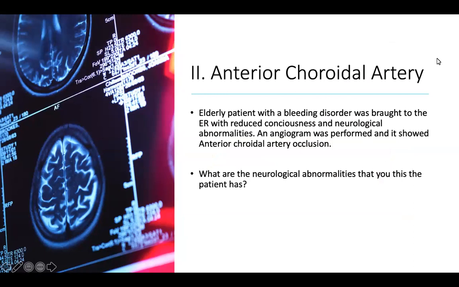Now, the second scenario for today is anterior choroidal artery occlusion. You have another patient. Again, you are an ER doctor. Your patient is elderly. He has a bleeding disorder. He has a risk for increased thrombosis. And he was brought to the ER with reduced consciousness and neurological abnormalities. You, as an ER physician, did an angiogram, and it showed that he had an anterior choroidal artery occlusion. Okay. What neurological abnormalities do you expect this patient to have?